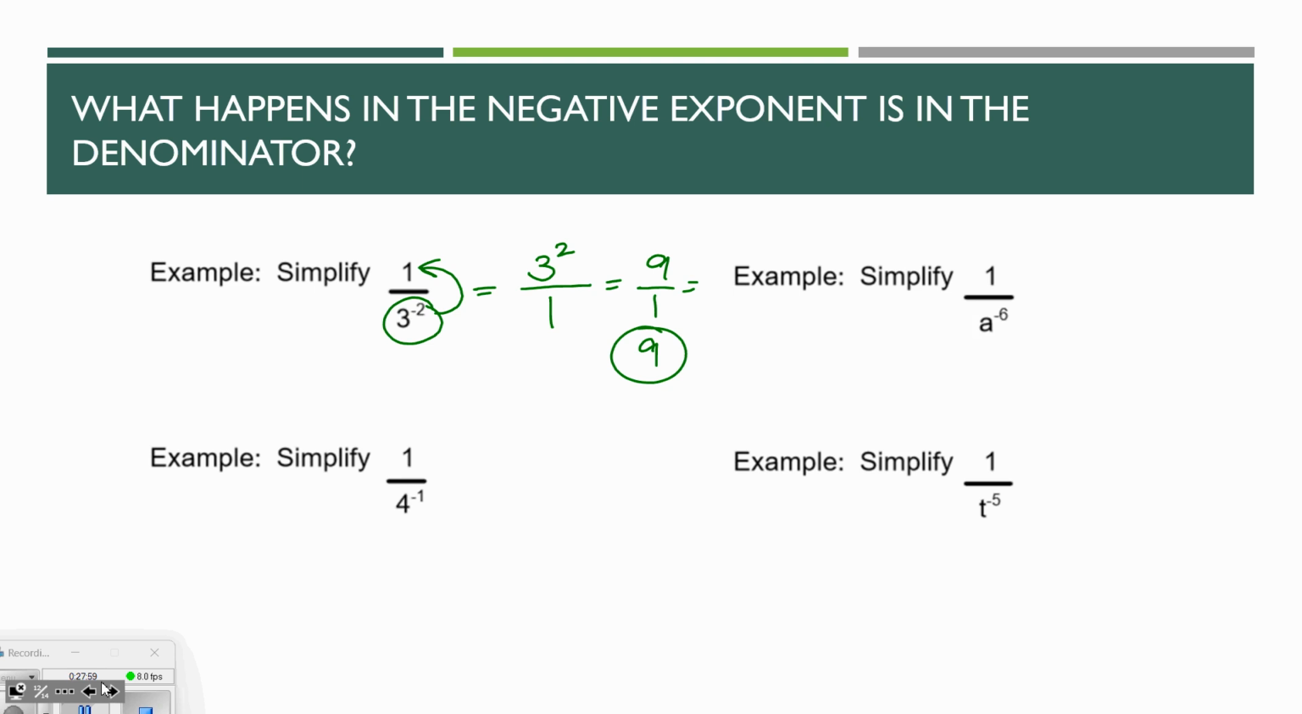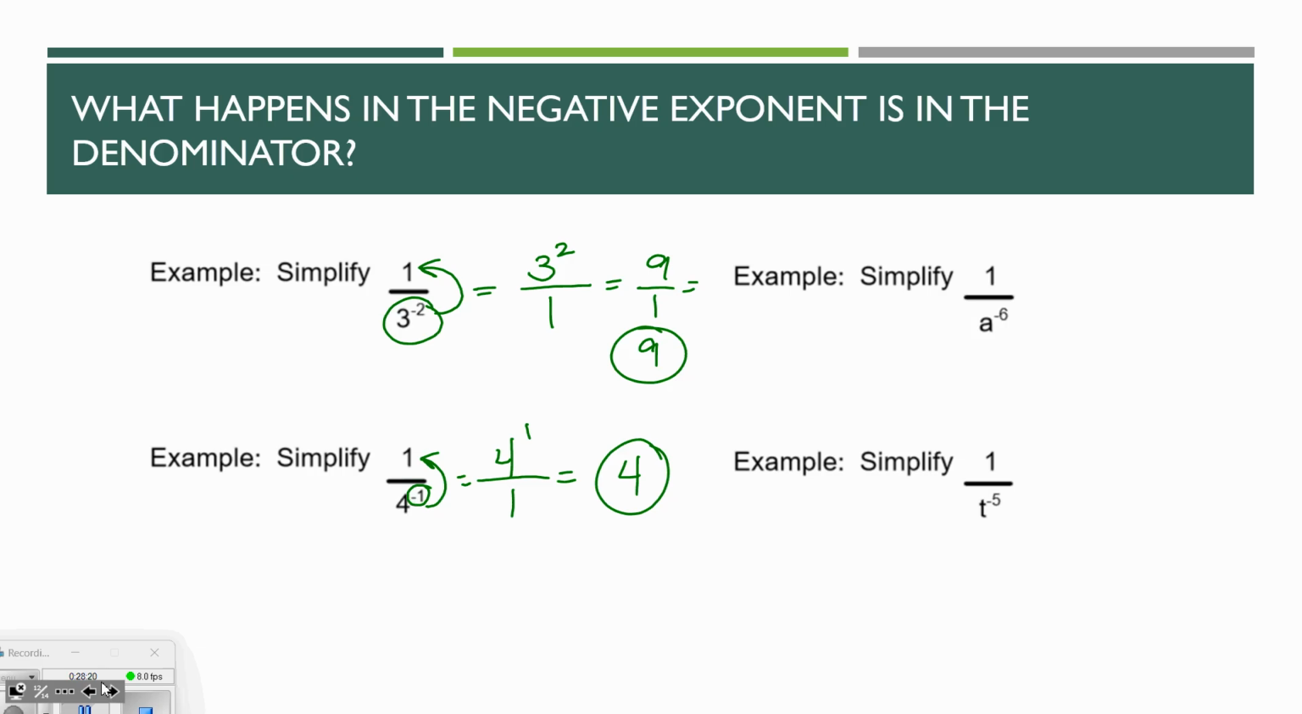So try this example down here. 1 over 4 to the -1. The -1 tells me to flip that 4 to the other side of the fraction. So it becomes 4 to the +1. Nothing's left on the bottom, so I can put a 1 there. Well, 4 to the first is just 4, and then I don't need the 1 on the bottom of the fraction.